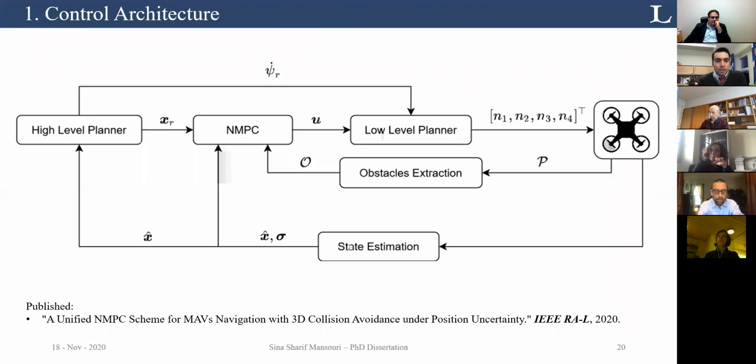To give you the architecture of the problem, assume we have a high-level planner that provides waypoints. The NMPC, based on these reference points and estimated offsets and variances of the measurements and obstacle information, provides thrust, roll, pitch commands for the low-level controller, and the low-level controller provides motor commands for our UAV. Also, from the 2D or 3D point clouds, we can extract the obstacle information.